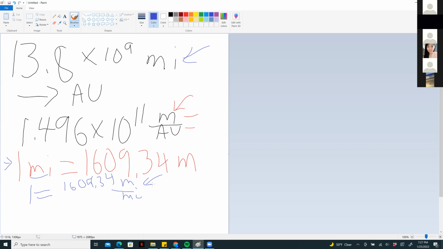So we have a choice to make here now. We can either multiply our original number by our conversion factor, which will give us a number in meters out. It will get rid of our miles for us, and it will give us our meters, and then we can convert it to AU, or we can do it all in one step by using another conversion factor.